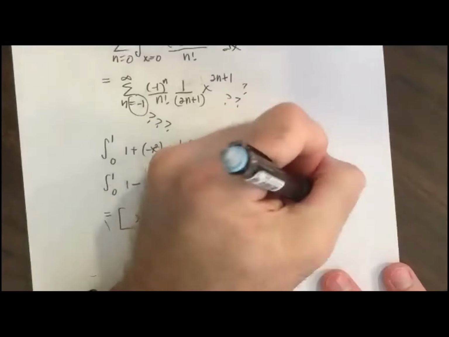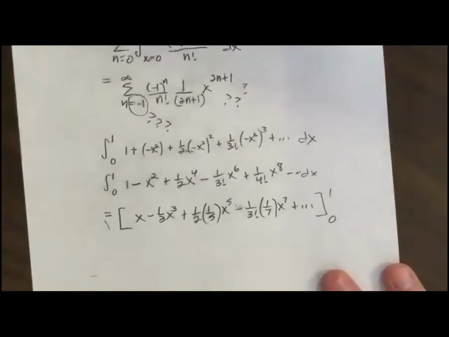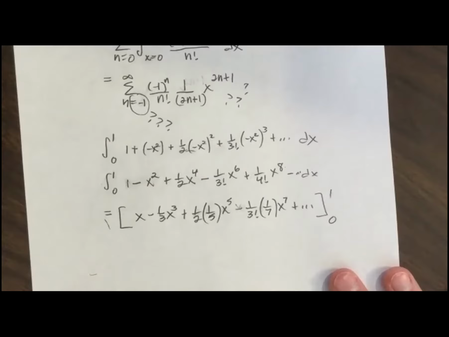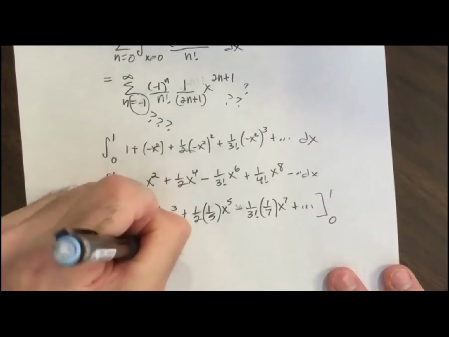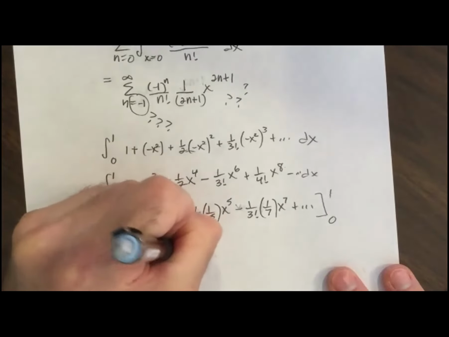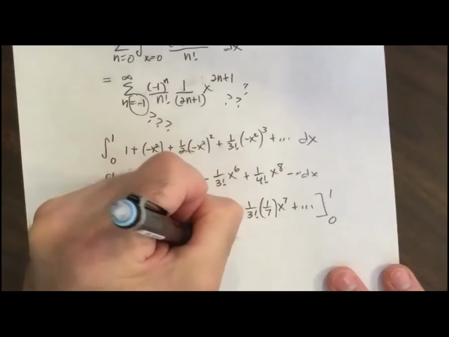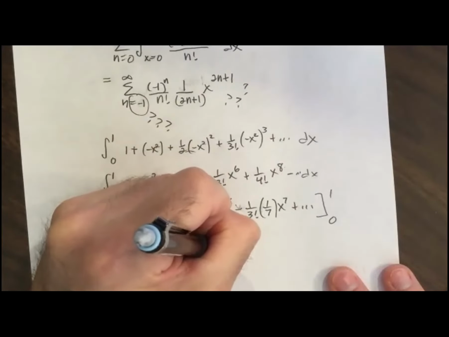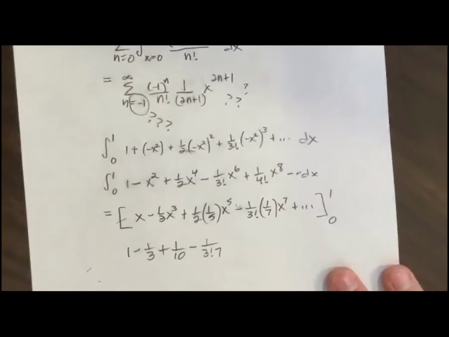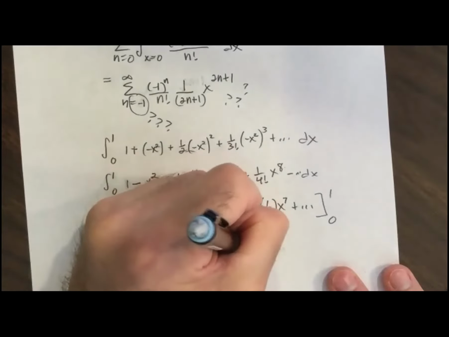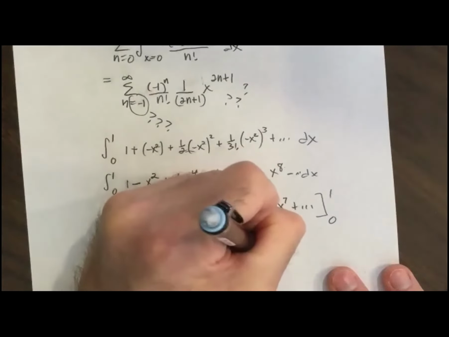And then what's left? Stick in 0 and 1, yeah? This is nice because sticking in 0 is easy. So sticking in 1, we get 1 minus 1/3 plus 1/10 minus, what is that? 1/3 factorial times 7. So then it would be plus 1/4 factorial times 9.